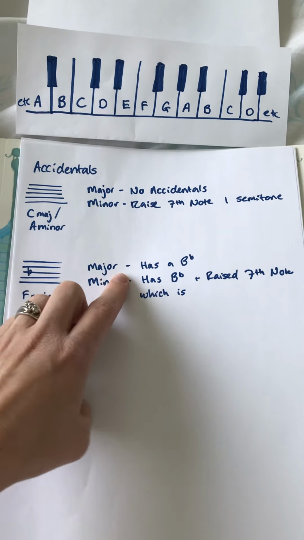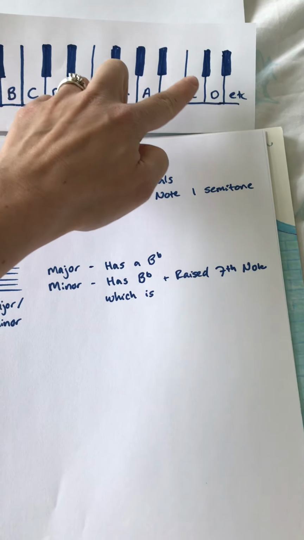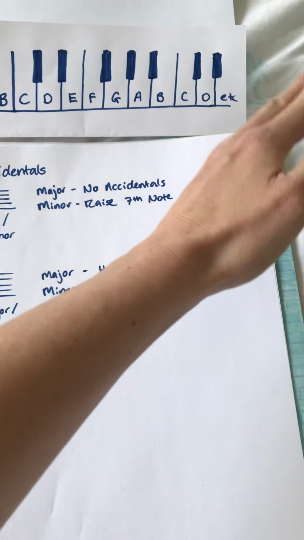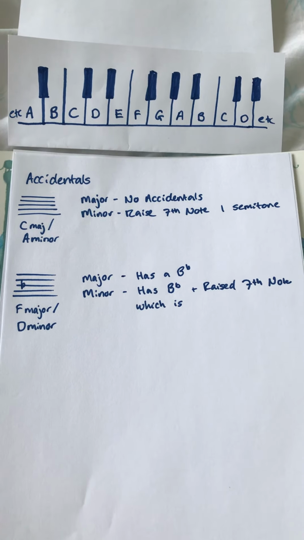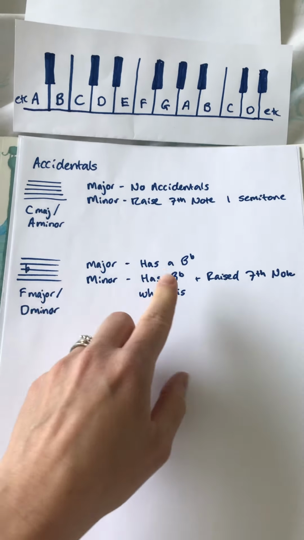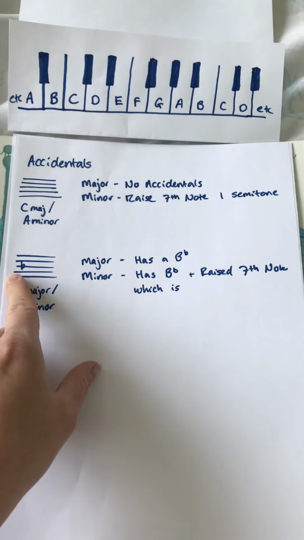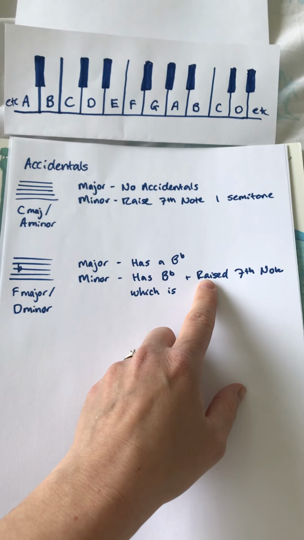Okay, so my major scale, it's got a B flat in it. F, G, A, B flat, C, D, then we go E and F. Okay, that would be my F major scale. It's got a B flat in it because that's in my key signature. My D minor scale though will have the B flat because that is in my key signature, but it'll also have this raised 7th note as well.